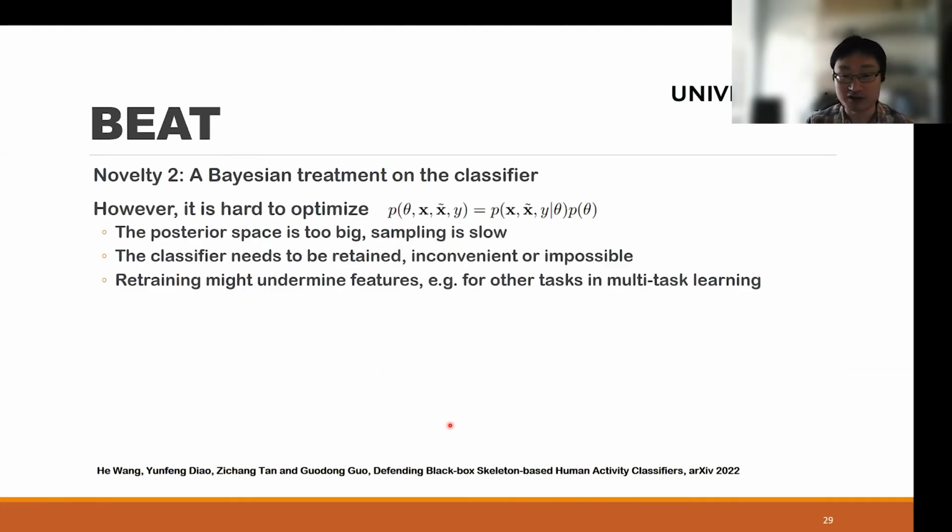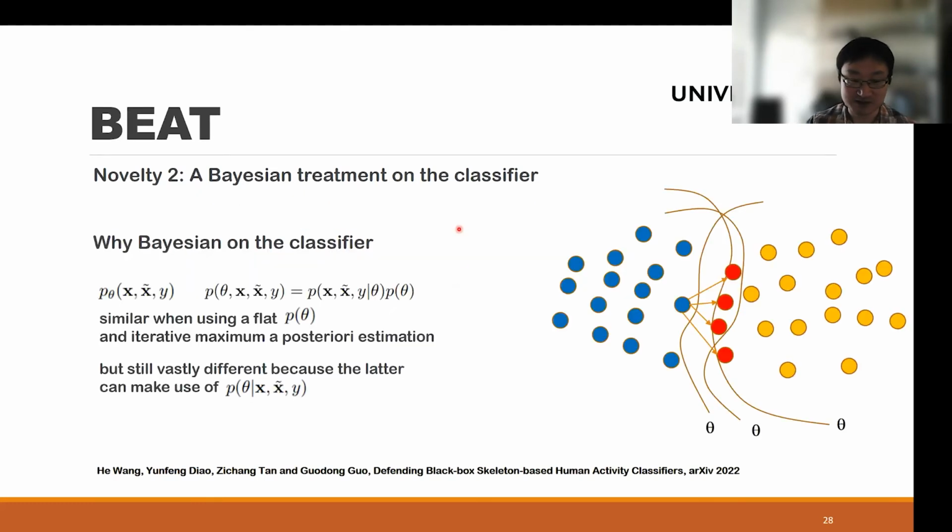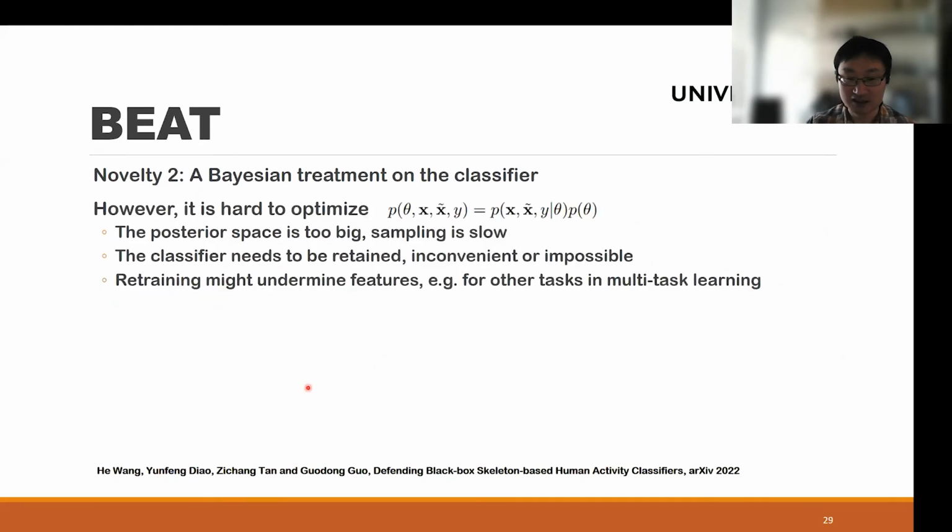Okay, however, numerically, it's not very easy to do. Why? Because first of all, the posterior space is very big. Imagine how do you know what kind of prior you want to put on your network weights when you train a network, right? It's millions of parameters. How do you do that? The sampling is very, very slow.